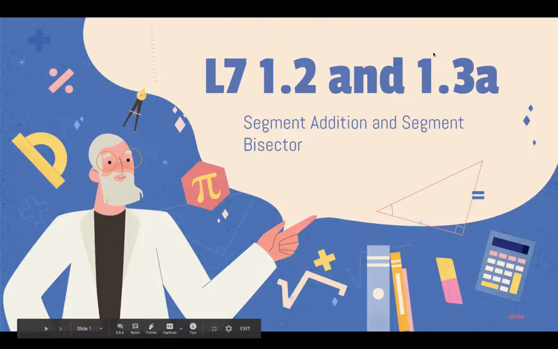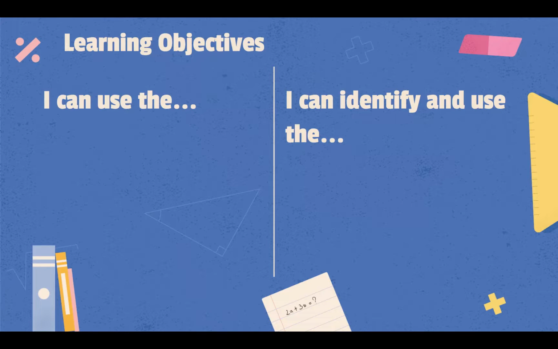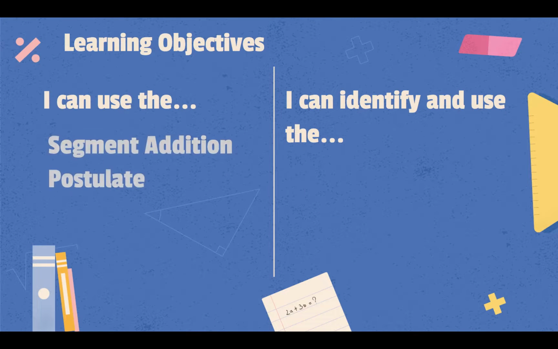Video lesson. This lesson is found in section 1.2 and the first part of 1.3 in your textbook. And today we're going to learn about segment addition and segment bisectors. So your learning objectives for today are you can use the segment addition postulate and you can identify and use the segment bisector. So let's get started.